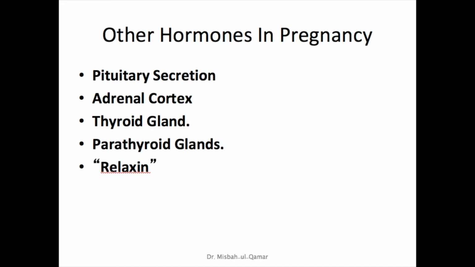If we look at the hormones' role in pregnancy, from the pituitary, corticotropin, thyrotropin, and prolactin increase while the LH and FSH decrease. And from the adrenal cortex, the aldosterone and cortisol increase in secretion, and then the secretion is increased by the thyroid gland and the parathyroid glands also. And in addition to all this, relaxin is released by the ovaries and placenta. So let's see it in detail.